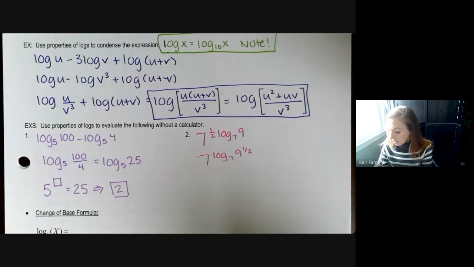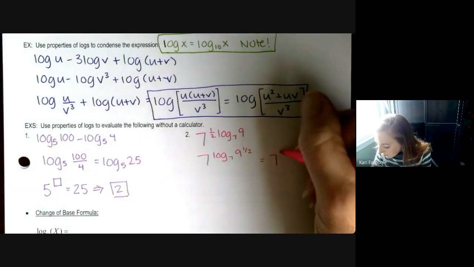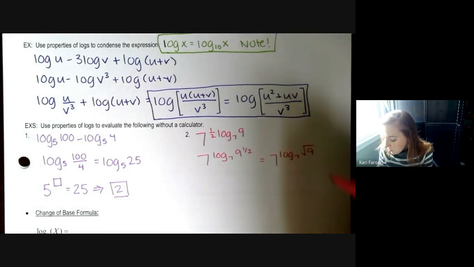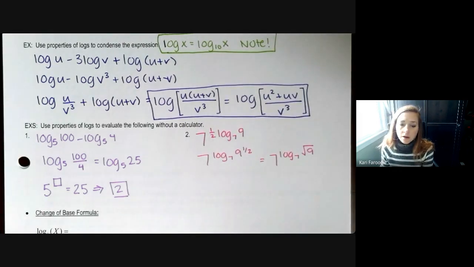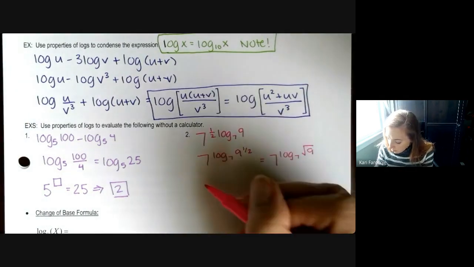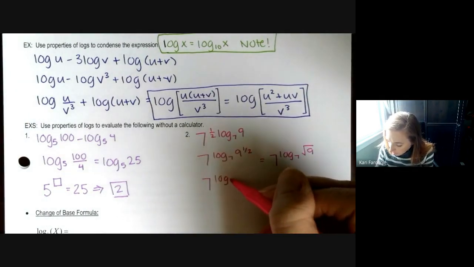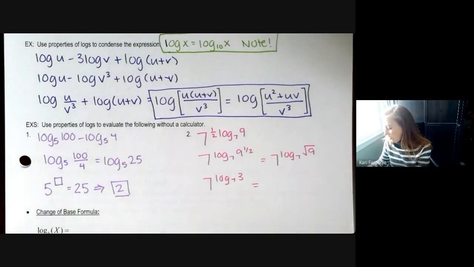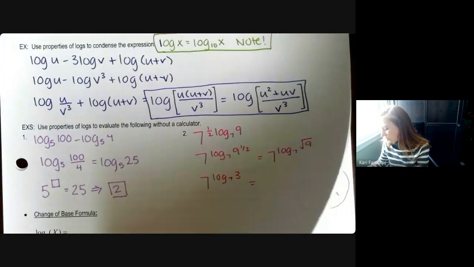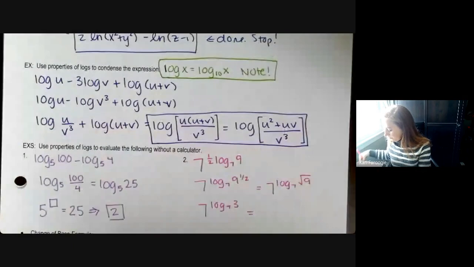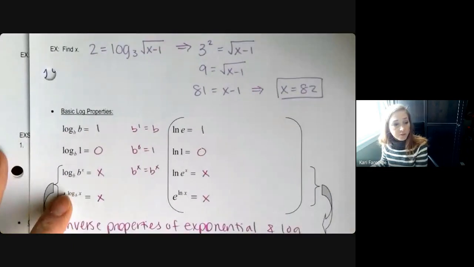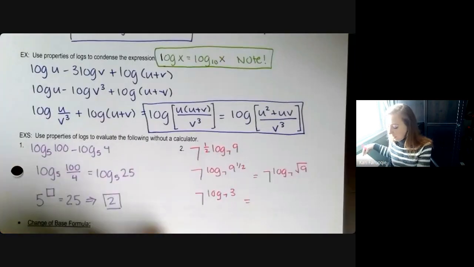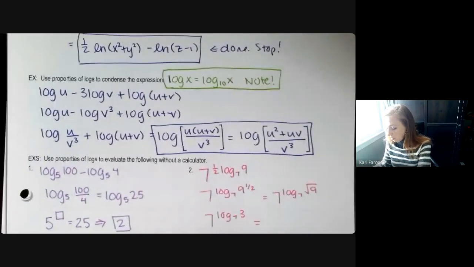You know, there was a lot going on here exponent wise. 9 to the 1/2 power is the square root of 9. So this is 7 to the log base 7 of 3. And we had a rule for that. It's not one that stands out as much to students, but it looks like this: b to the log base b of x is x. We can use that here to simplify to 3.